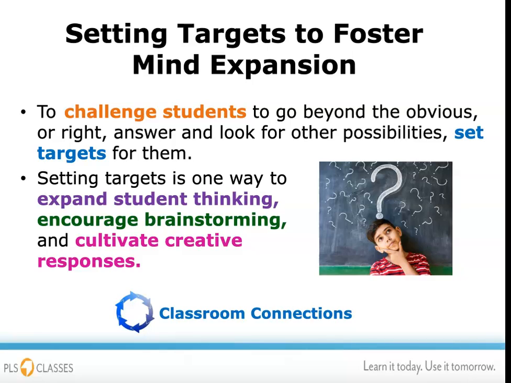You may have noticed that I had you come up with 3 different answers for the droodle. For the droodles the class created, you were asked to come up with at least 2 guesses for each one. To challenge students to go beyond the obvious or right answer and look for other possibilities, we can set targets for them. Targets can be any number of answers you want them to find. In the teacher's mind, the target is a minimum number of alternative answers that students must produce. Setting targets is one way to expand student thinking, encourage brainstorming, and cultivate creative responses.